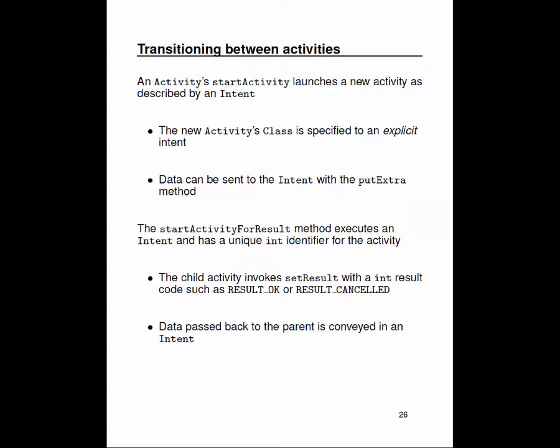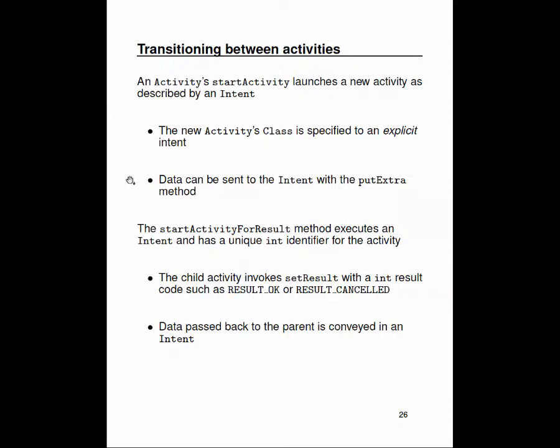Okay, so now let's start talking about how to use intents to do stuff. So when you call the startActivity method from an activity, that will launch a new activity, and you give it an intent. The intent can be expressed as, here again, implicit intents or explicit intents. If you give it the Java class for the activity, that's an explicit intent, and it'll go off and launch that activity. And then you can send data to it with the putExtra method.